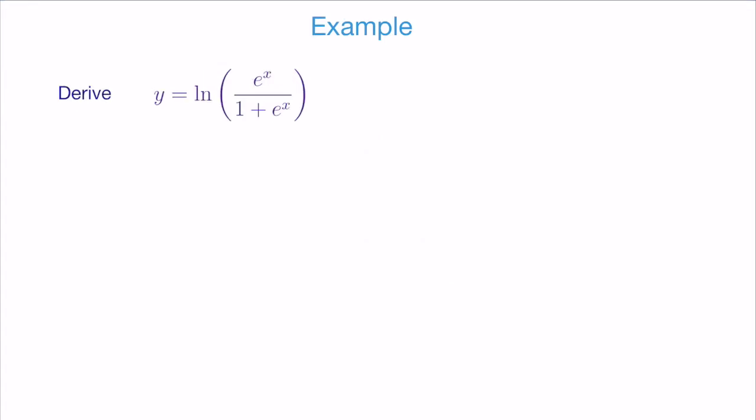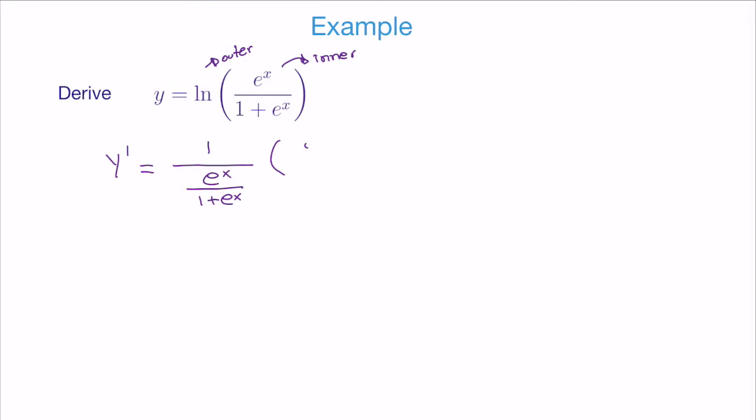And this is the last example of the video. We're going to derive this function to acquire experience using e to the x. So the derivative of y equals what? Again, chain rule. Outer function ln, inner function e to the x over 1 plus e to the x. Derive the outer function. The derivative of ln x is 1 over x. So we do 1 over and keep the inner function there. e to the x over 1 plus e to the x.